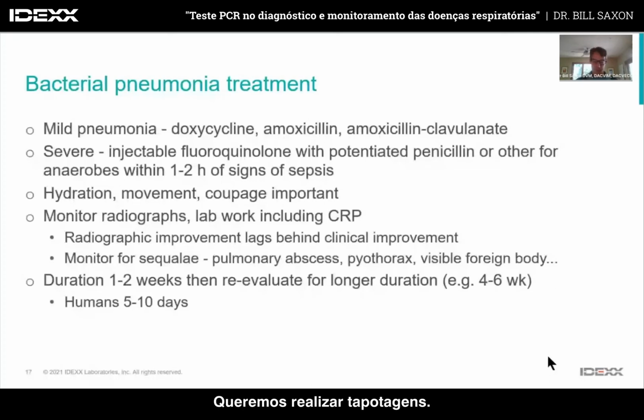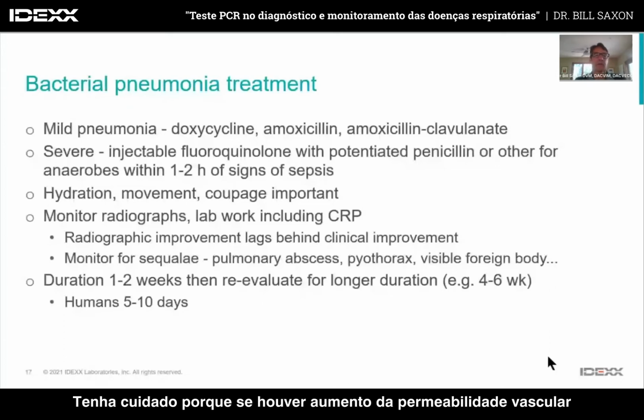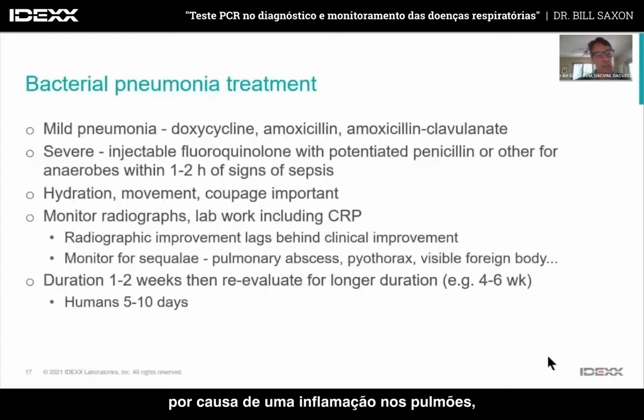We want to perform coupage, so cupped hands, both sides of the chest, vigorously cupped to sort of break up and loosen secretions, keep them hydrated. So this is no time to be skimping on intravenous fluids. You have to be careful, because if there's increased vascular permeability from inflammation or infection in the lungs, there's a possibility that the crystalloid fluids that you administer will increase lung water and could potentially worsen respiratory signs.